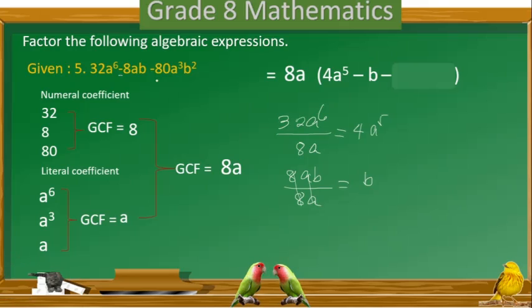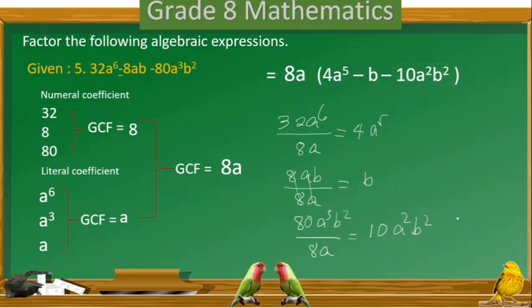So, okay, last one, 80a cubed and b squared over 8a. So 80 divided by 8 equals 10. a cubed divided by a, that is a squared. Then copy b squared. Okay, that's it. That is our factored form of the given expression. So this is a detailed way on how to find the factor of a given expression.